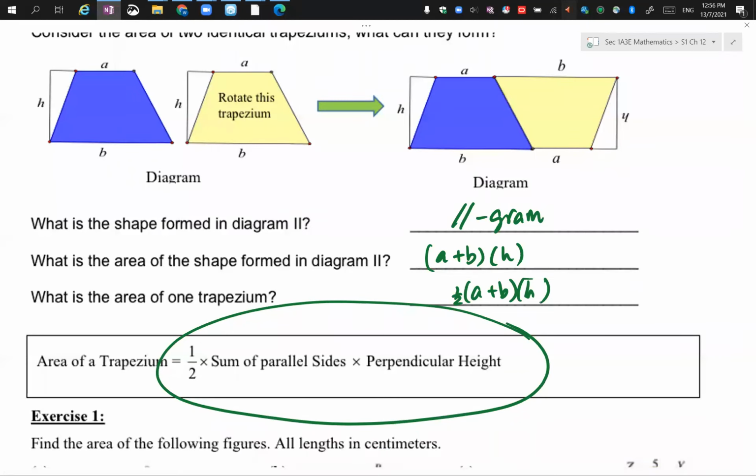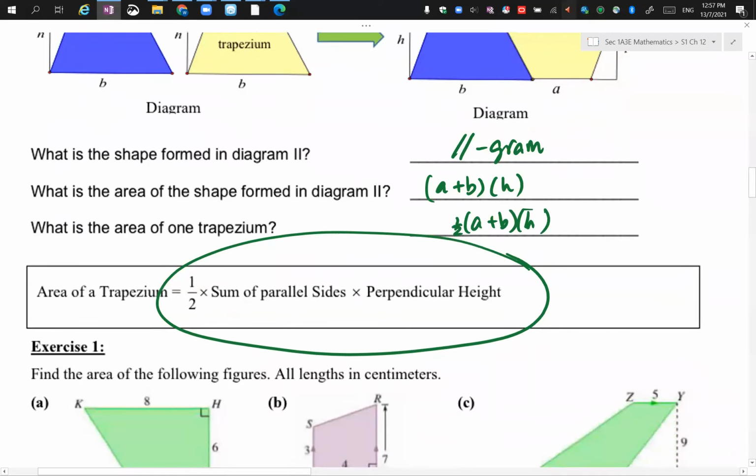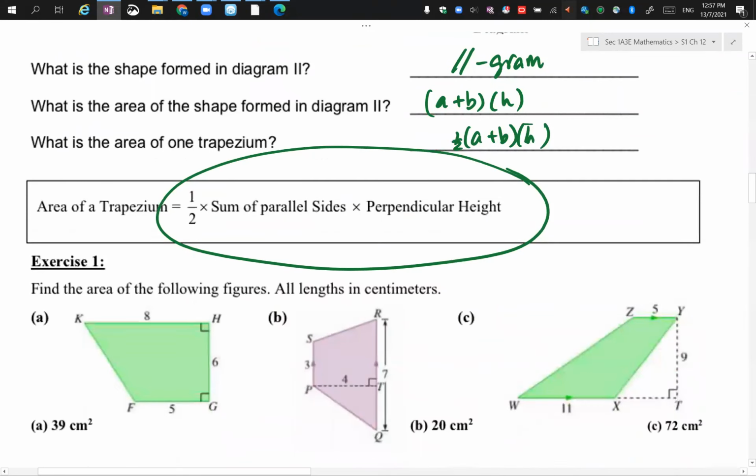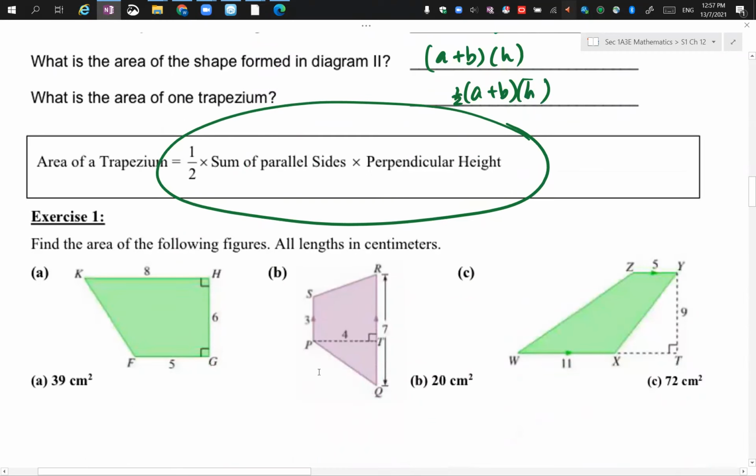So when we remember the formula, it goes like this. Half times sum of parallel sides times perpendicular height. And we can try exercise 1A. Very fun, very simple. Okay? Identify parallel sides. Quite clearly, if it is a trapezium, it must be KH and FG. Add them up, multiply by perpendicular height. In this case, this particular one has a special name. It is called a right angle trapezium.